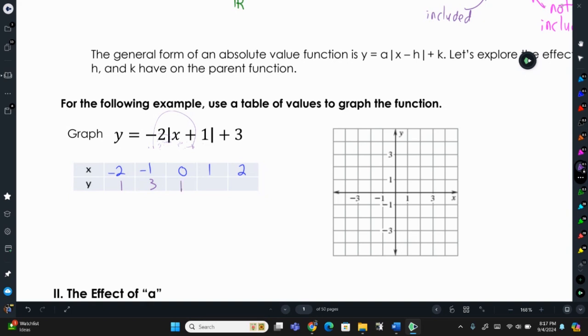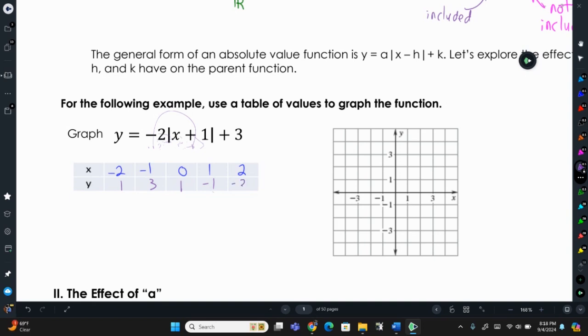Then we have positive 1. 1 plus 1 is 2. 2 times negative 2 is negative 4. Negative 4 plus 3 is negative 1. And then 2. 2 plus 1 is 3. The absolute value of 3 is 3, times negative 2 is negative 6, plus 3 is negative 3.